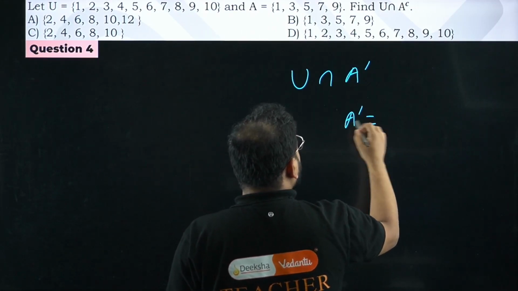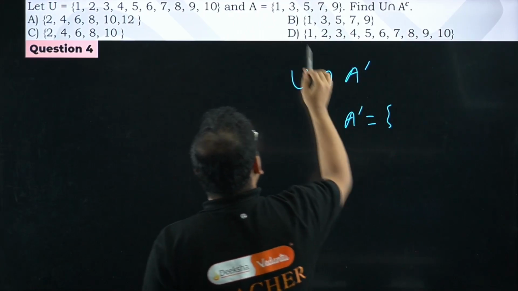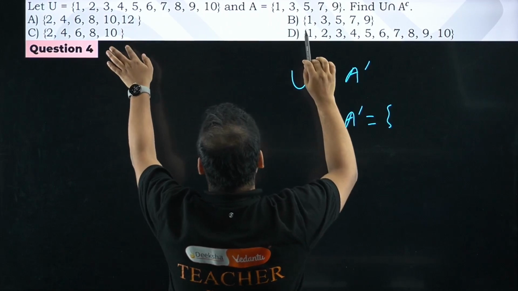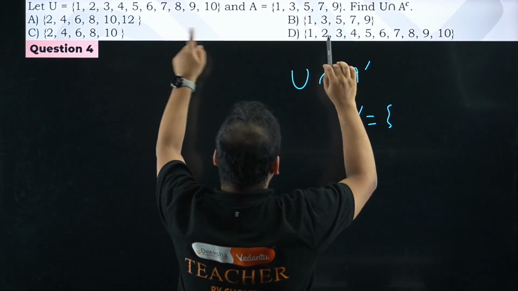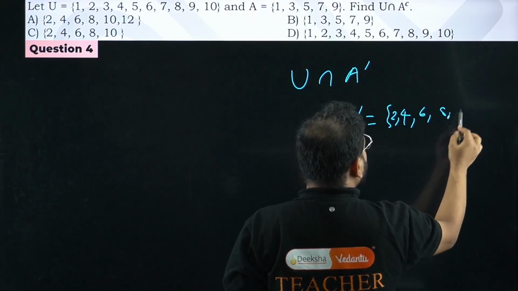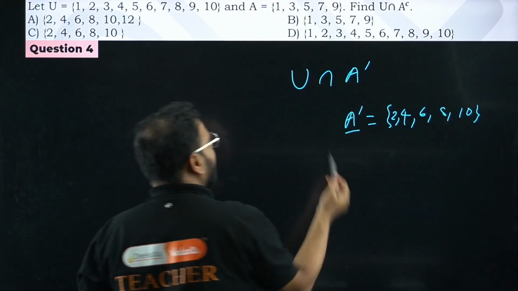A complement is nothing but everything which is not A. So from the union, what is not A? 2 is there, 4 is there, 6 is there, 8 is there, and 10 is there. So we have 2, 4, 6, 8 and 10 as part of your A complement.